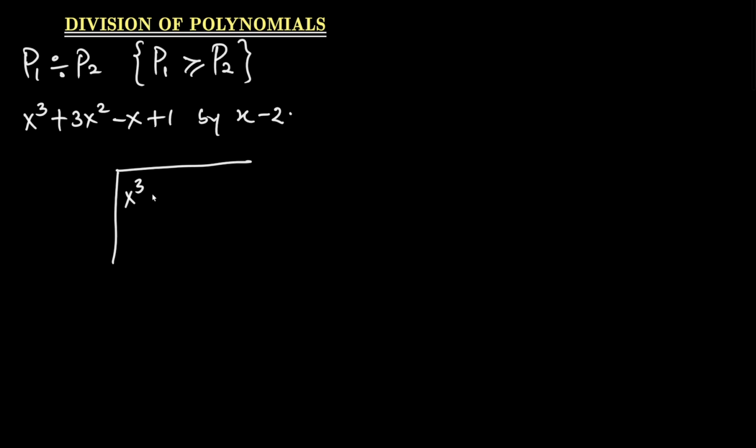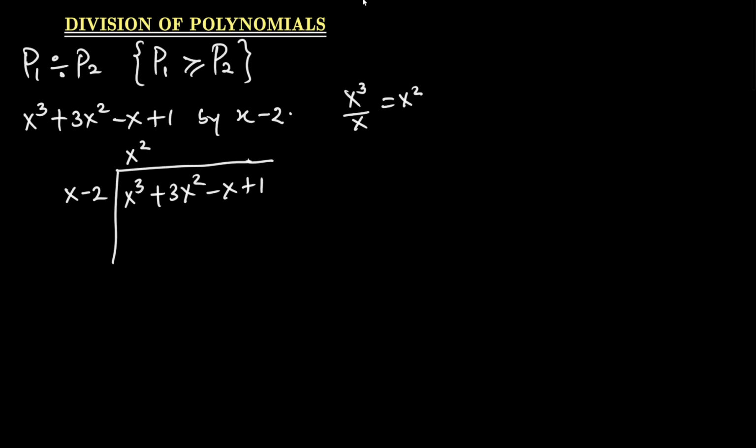x to the power of 3 plus 3x squared minus x plus 1 on the inside and x minus 2 on the outside. So to divide, we take x to divide x to the power of 3. And then we multiply all through, and then we repeat the process. So this is what I'm saying. x to the power of 3 divided by x, you have x squared. So this gives x squared.